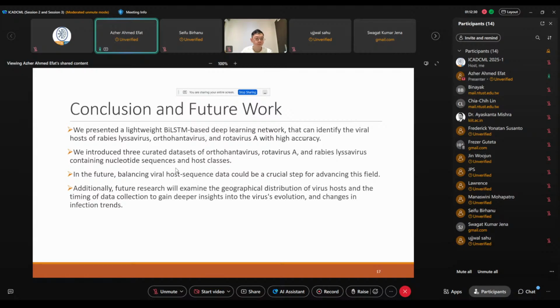And also we believe that for most of the viruses, the data that we already have is highly imbalanced. So probably if we take measures to have balanced data, that will be a crucial step for advancing in this field.